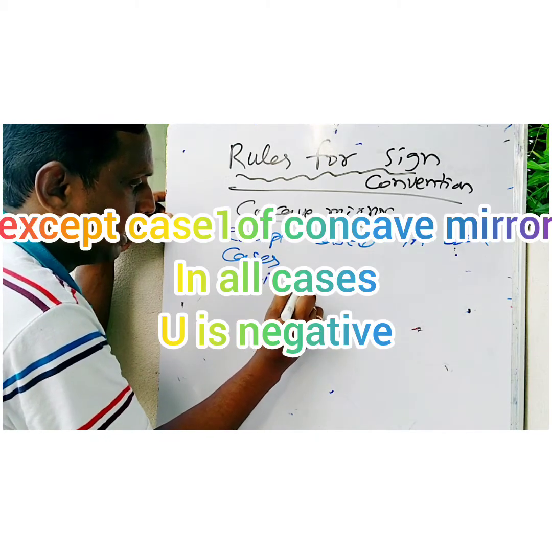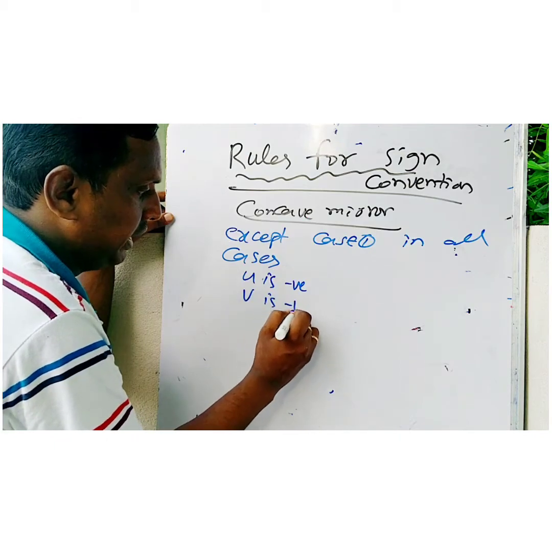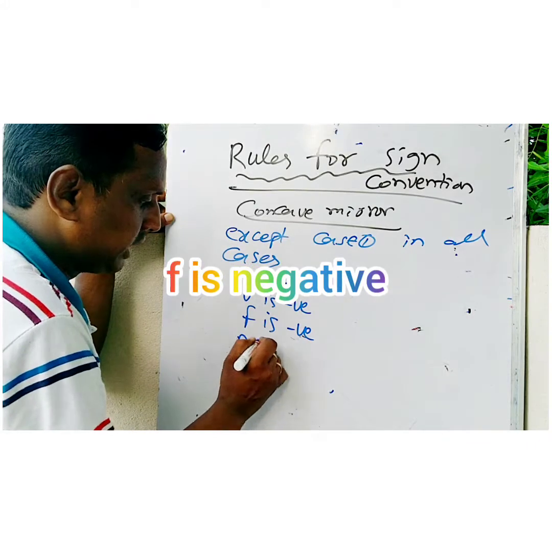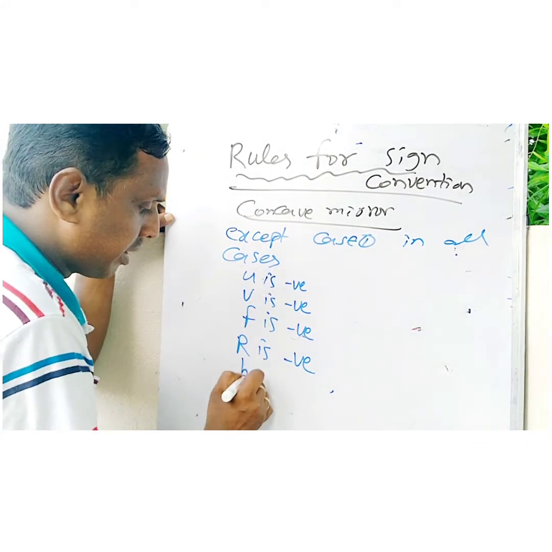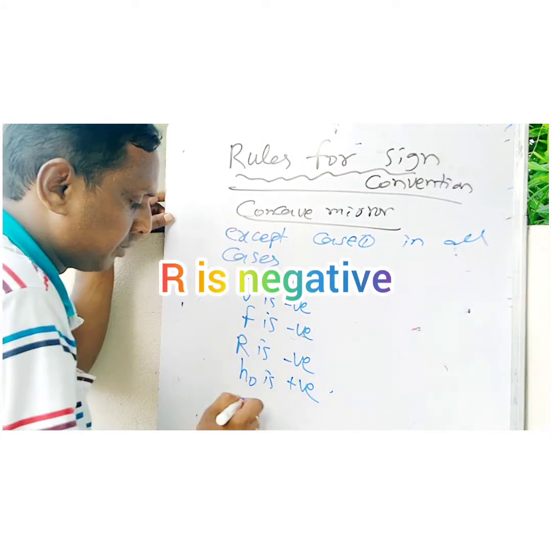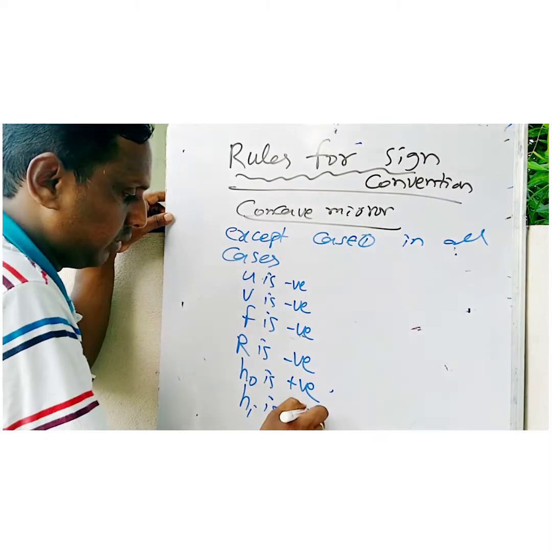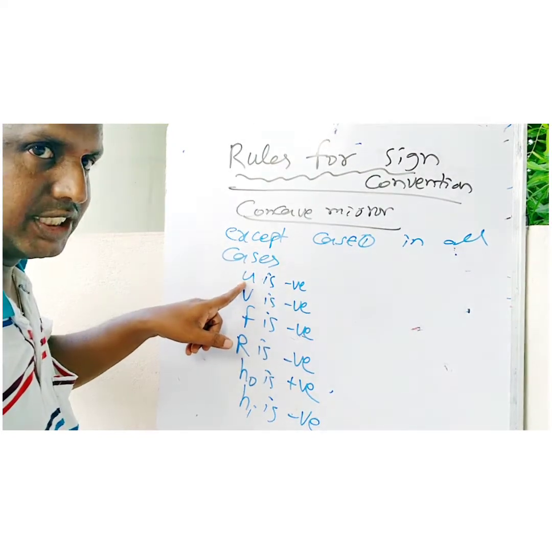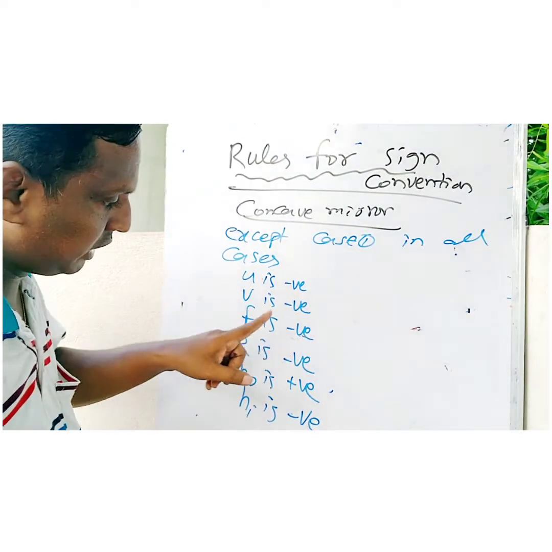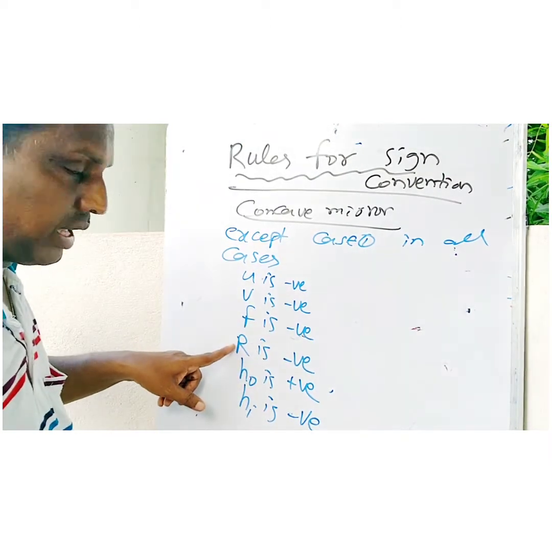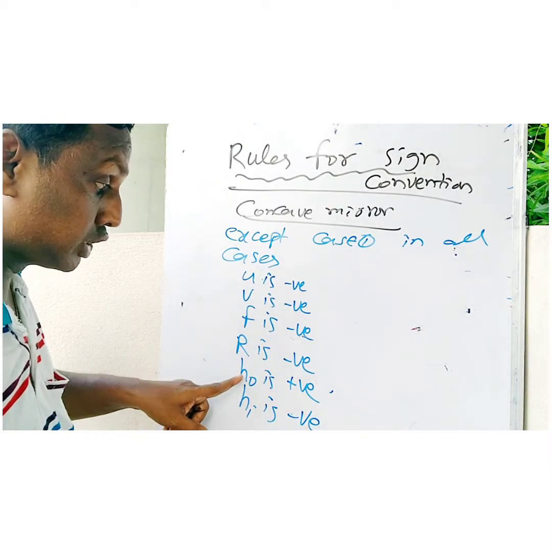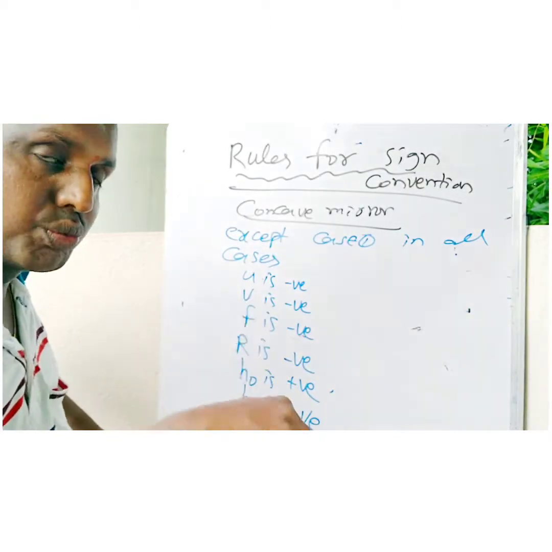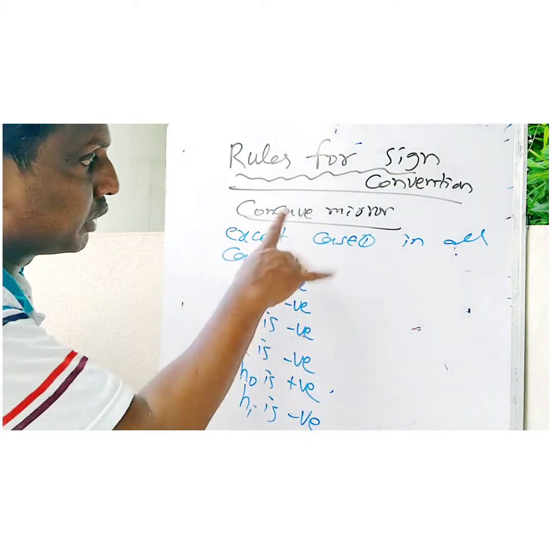U is negative, V is negative, small f is negative, R is negative, HO is positive, HI is negative. Be careful, students. So U, the object distance, is negative, V, the image distance, is also negative, focal length is also negative, radius of curvature is also negative, HO is positive, HI is negative. This applies to case 2, case 3, case 4, case 5, case 6, except case 1.